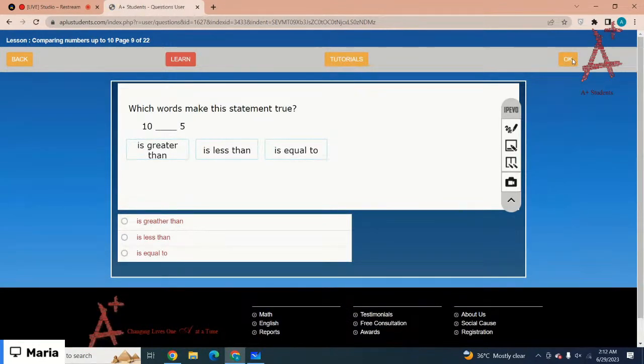Which word makes the statement true? 10 and 5. Which is the correct option? When counting, 10 comes after 5. That means 10 is greater than 5.